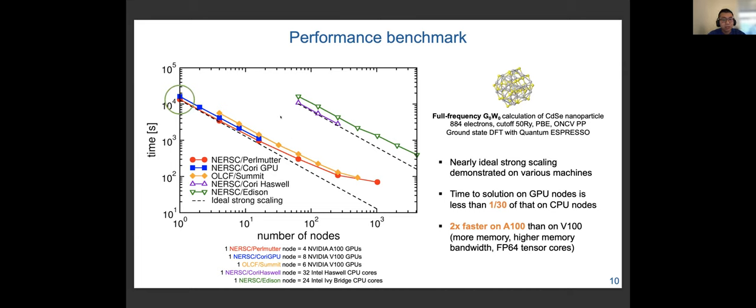As mentioned in the previous talks, switching from Summit to Perlmutter, or in other words, from the V100 GPUs to A100, with exactly the same code, we got another factor of two, which we think is because A100 has more device memory. So we can fit more data onto the GPU without staging back on the CPU. And also it has higher memory bandwidth and even double precision tensor cores.